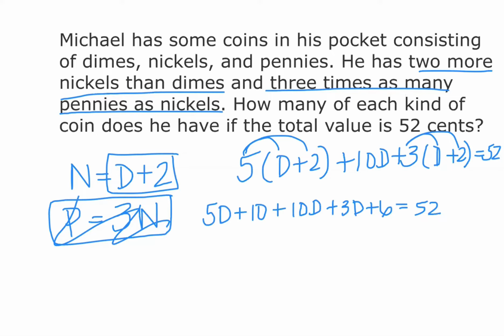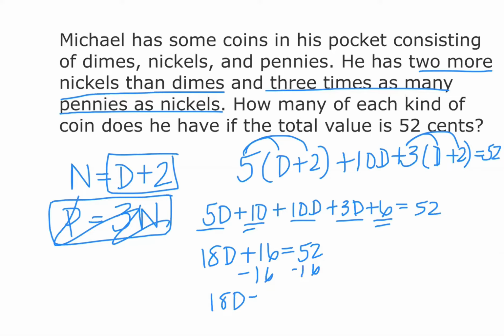Now, I'm going to combine like terms. 5 plus 10 plus 3 is 18d. 10 plus 6, 16, equals 52. And then I subtract 16, 18d equals 52 minus 16, which is 36. I divide by 18, I get d equals 2.